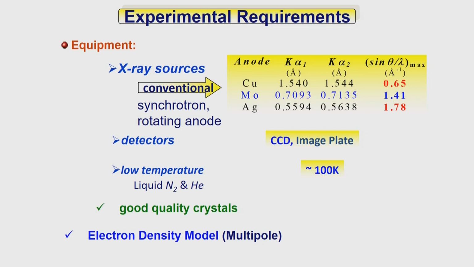What are the experimental requirements? How do we collect the data in such an experiment? The experimental requirements are that we can use a conventional source, a good laboratory source, and the preferred radiation is molybdenum. Of course, we can also use silver, because the idea is to get sin theta by lambda to as high a value as possible. Obviously, use of copper is disallowed because it only reaches up to 0.65. We need to have data beyond 1.0 of sin theta by lambda, and so molybdenum is the choice if you are doing charge density analysis.